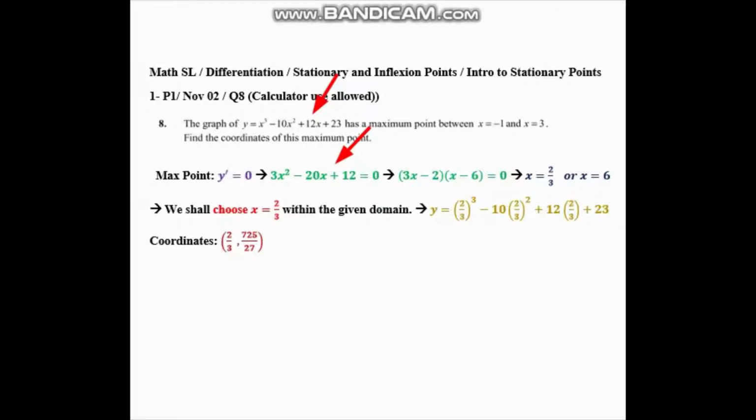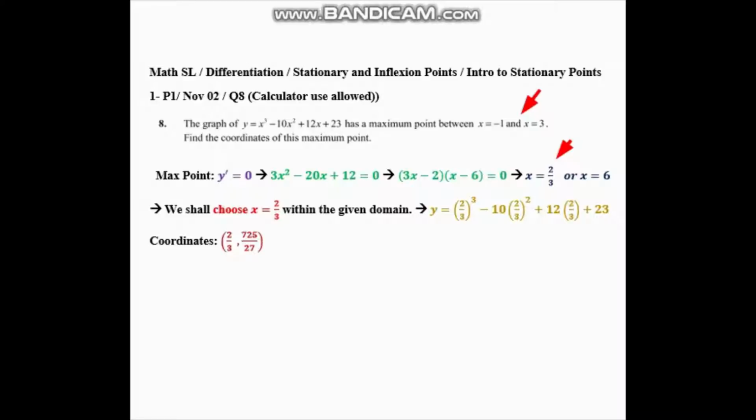So there are multiple ways in order to solve this equation. You can either factorize manually, or you can use the GDC to find the x values. This is simple enough. So the values of x that make this equation equal 0 are 2 over 3 and 6. Of course, the 6 is excluded because we are given that the value of x that we're looking for lies between negative 1 and 3. So we shall choose the 2 over 3.